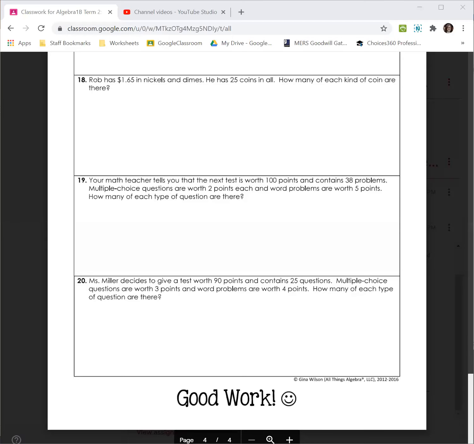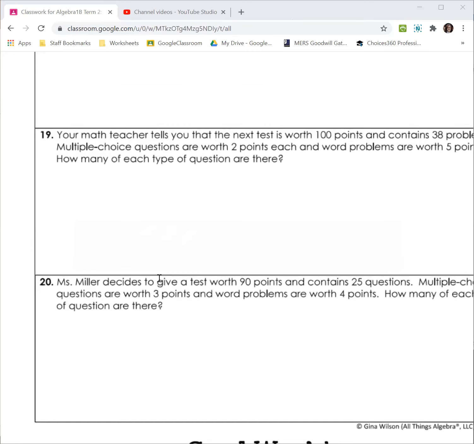Okay, guys, so we are going to skip number 18. All right, and we're just going to work out one more. I'm going to work out number 13, and then I'm going to work out number 19, and then I'm going to let you do number 20. Okay. All right, let me make this a little bit bigger.